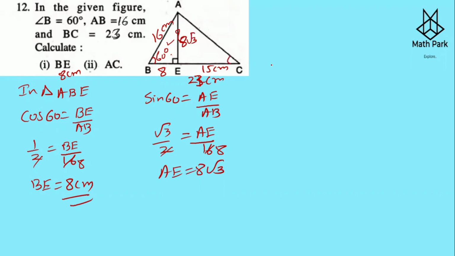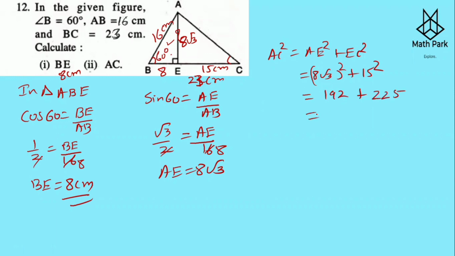Now let us use Pythagoras theorem for this. So using Pythagoras theorem for triangle ABC, AC square is equal to AE square plus EC square. So AE is 8 root 3 square plus EC is 15 square. 8 square is 64 and root 3 square is 3. So 64 multiplied by 3 you get 192 and 15 square is 225. So 192 plus 225, we get this as 417.